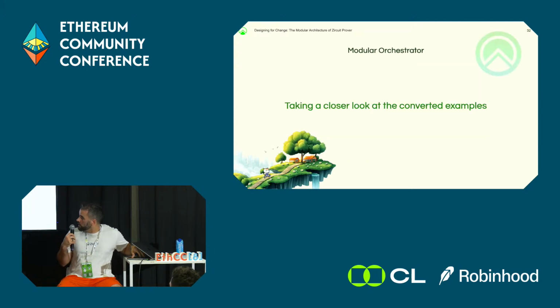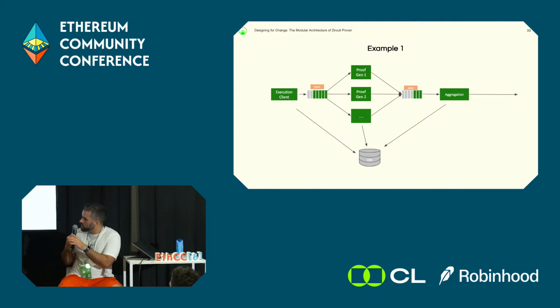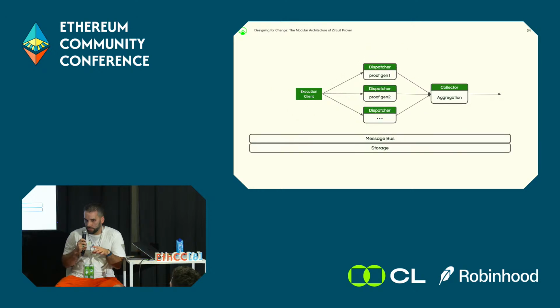Okay, so next, let's take a closer look at this example. I just wanted to simplify this, right? This is the very first example, so this becomes something like this. And here I purposely removed the queues, because you don't have to worry about that. As long as you define where it's coming from, in this case the proofs' input is coming from the execution client, and the collector's input is coming from the dispatcher. As long as you define where it's going to, the message bus takes care of it for you. You don't have to worry about implementing your own NATS system or anything like that. And again, the storage, maybe you want to store the intermediate steps in memory, local storage, or cloud, it doesn't matter. That's also taken care of for you.